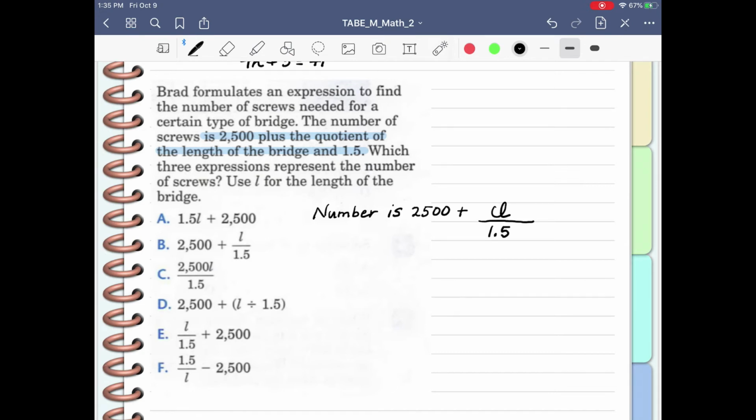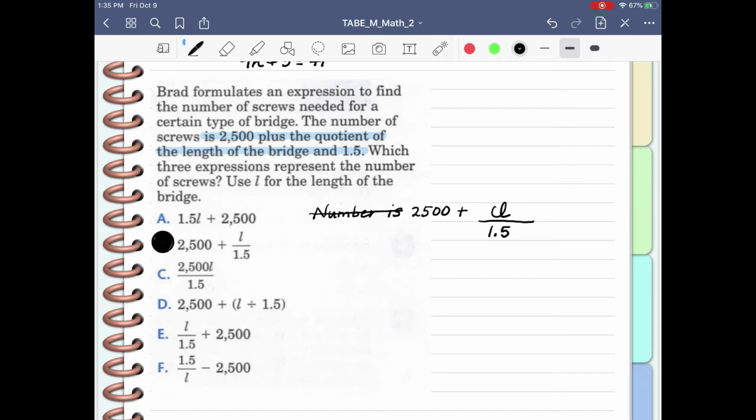So we have the number, there's the equal sign. Number is 2,500 plus L over 1.5. I already see one of them. That's option B. But we need to find 3 expressions that are equivalent. So we have to think very carefully here.